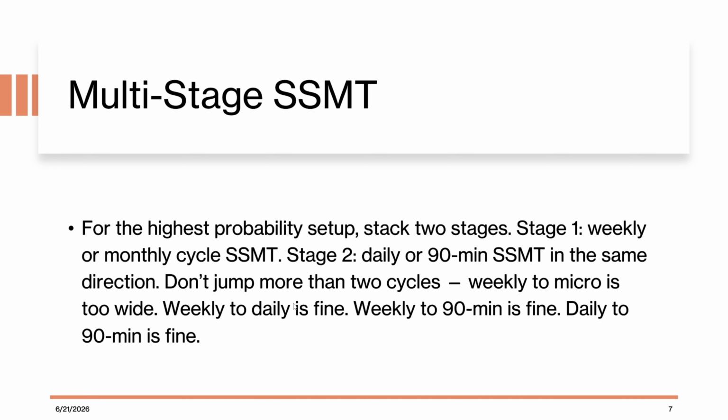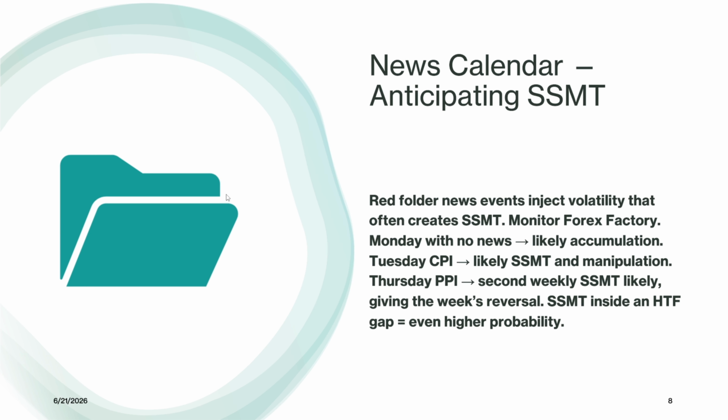Weekly to daily is fine. If you're trading on daily, of course, pay attention to the weekly cycle. Weekly to 90-minute is also fine. Daily to 90-minute is fine as well. News calendar: anticipating sequential SMT. A red folder news event injects volatility that often creates a sequential SMT. Monitor Forex Factory. I will show you where to look for news, which is on the Forex Factory website.